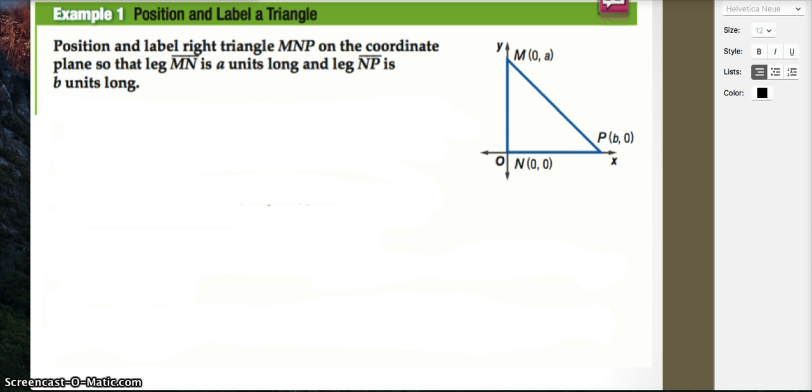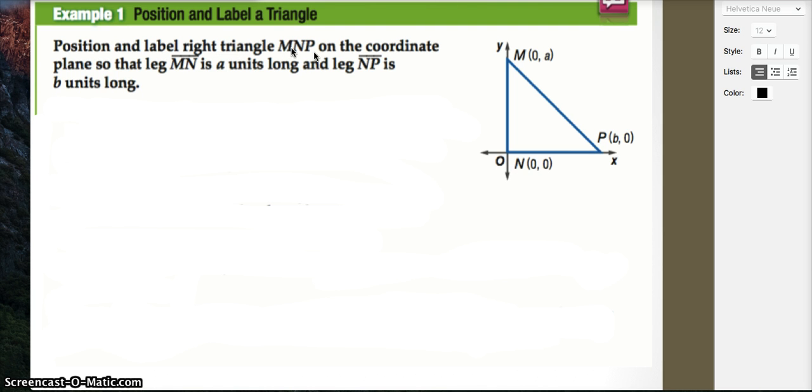So position and label triangle MNP on the coordinate plane so that the leg MN is A units long and the leg NP is B units long. So what we would get, we would not actually have this picture here. This is the doing of the textbook authors, actually putting this on a coordinate axis. But let's think about what we have and how we translated this into this.